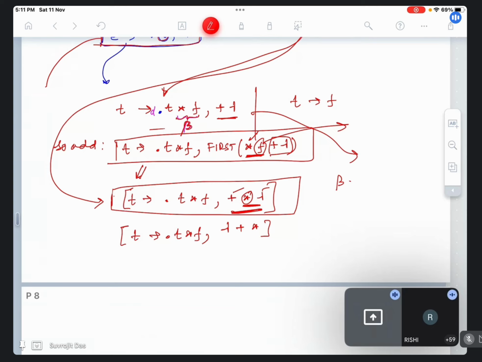The most important point is first of beta, and by first of beta, the algorithm means that include whatever you have in first of beta, and also keep the lookahead that you inherited. So here your beta is star F, right? So first of star F is always star, because star is not epsilon. So I am not worried about what are the symbols with which F can start. That means I am not worried about first of F at all. Did you get my point? So this whole thing always starts with a star.